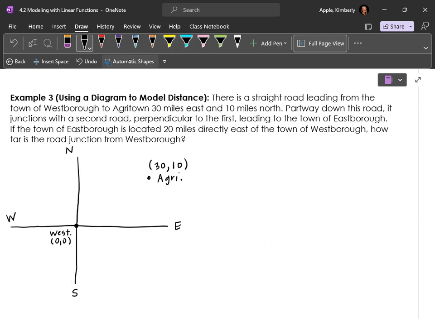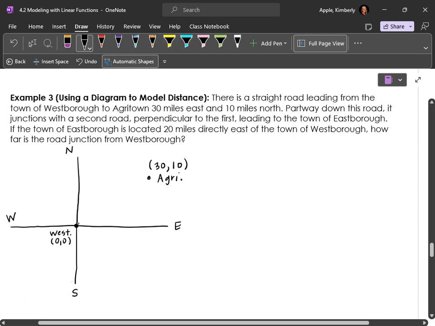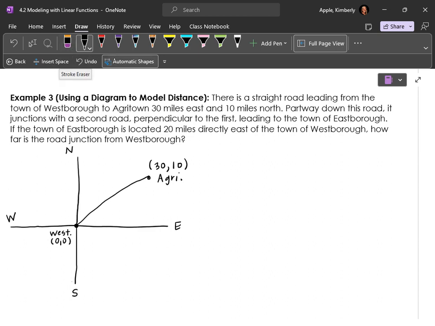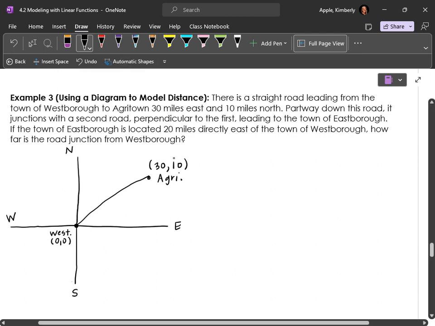And it says that there is a road that's passing in between them. That's not a very straight road, sorry. And then it also says that partway down this road, it junctions with a second road perpendicular to the first. And so this is perpendicular. And this road leads to the town of Eastboro, so we'll abbreviate there, Eastboro. Then it tells us that this town is located 20 miles directly east. So the point that represents Eastboro would be 20 horizontally and 0 vertically because it's due east.